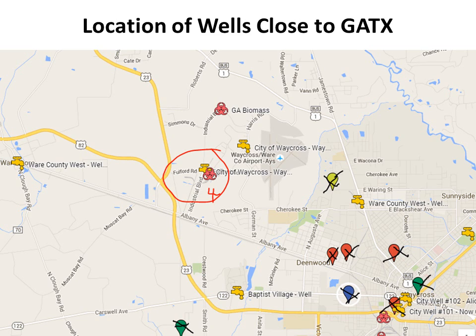The fourth well of concern is well number 4, which is actually a city well, but it's in the industrial park. So when you look it up online, it's going to say Waycross, Ware County Industrial Park. The reason this well is of concern to us is its location and proximity to GATX. Very, very near to GATX. This well was also taken offline by the city of Waycross, but we don't have access to those records, and that's one of the things we'll talk about later.